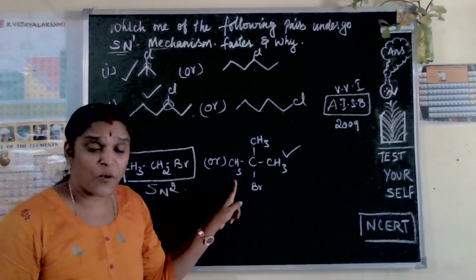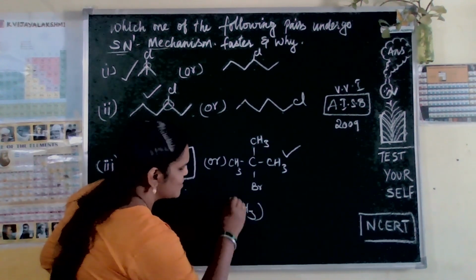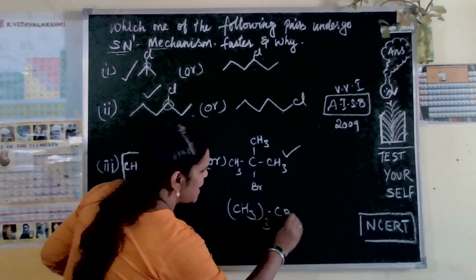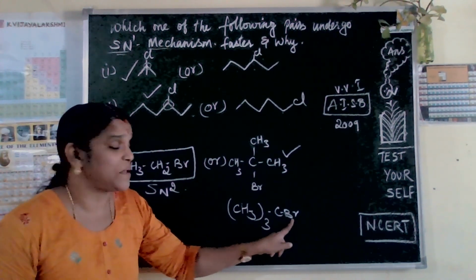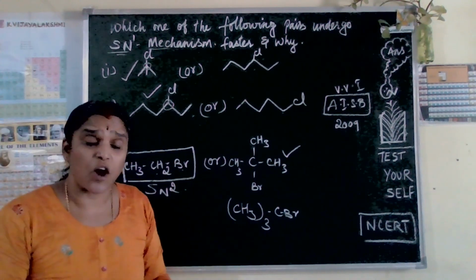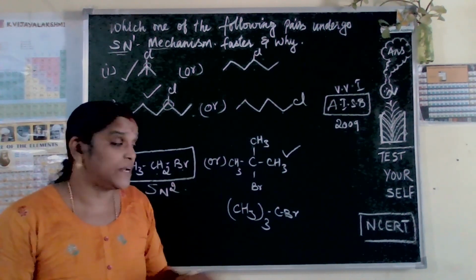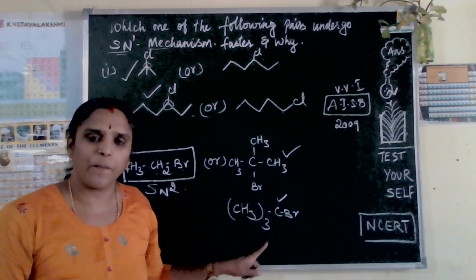In this point, one more point I would like to mention here. Here, (CH3)3CBr, so the carbon atom is connected directly to the Br, whereas here it is CH2Br. So which is having the more stable carbocation, faster? Naturally this one. This is also one more point to be noted. Hope you're clear with this.